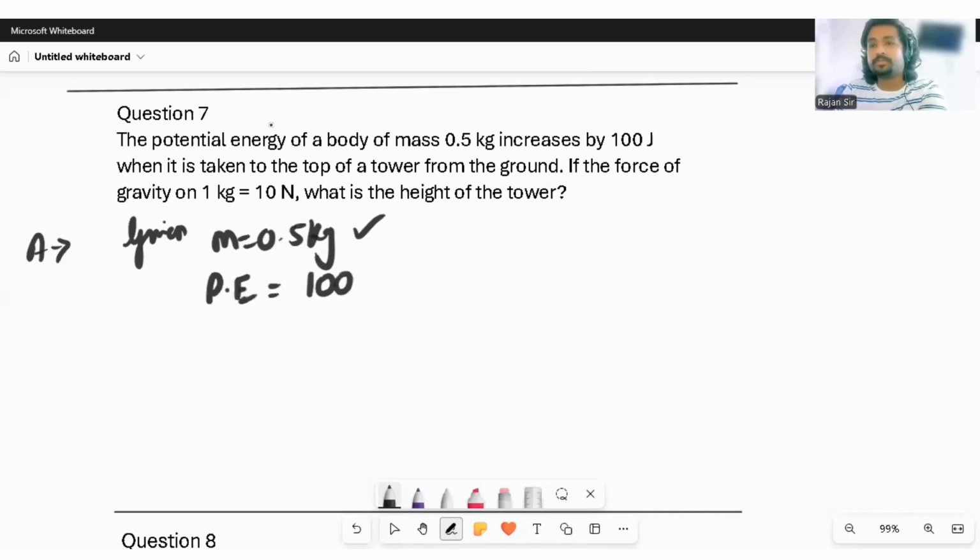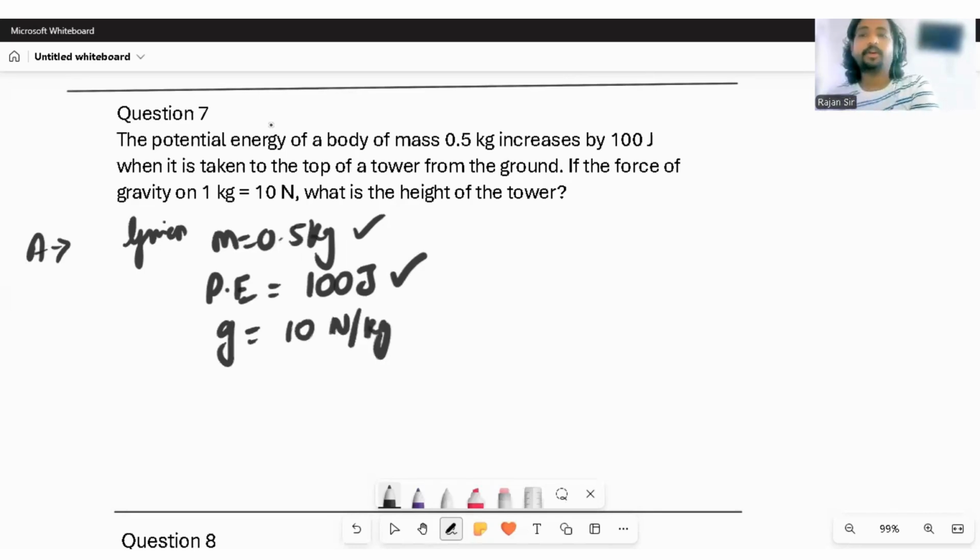So that is 100 joule. Again, in SI unit, check. If the force of gravity on 1 kg is equal to 10 Newton, so that is g given to be 10 Newton per kg. What is the height of the tower?